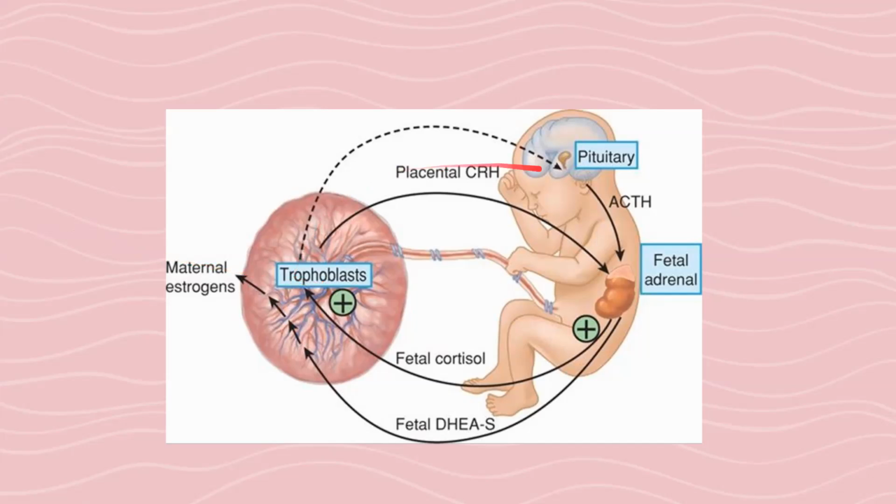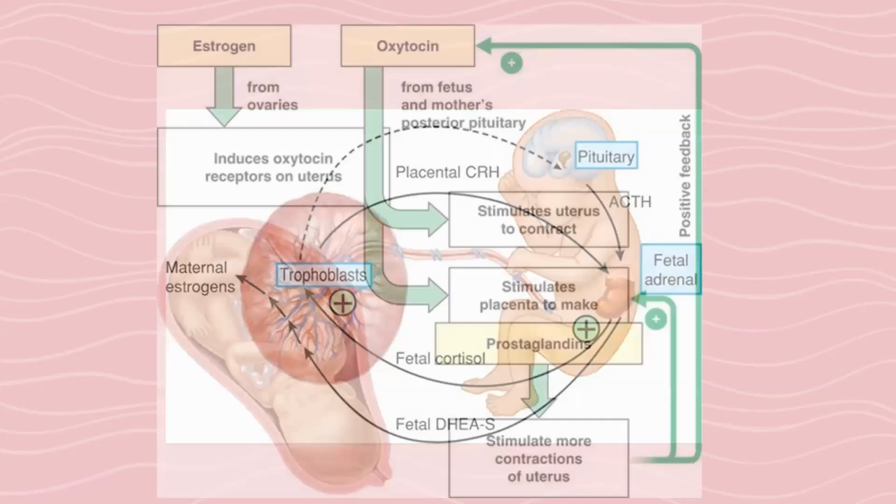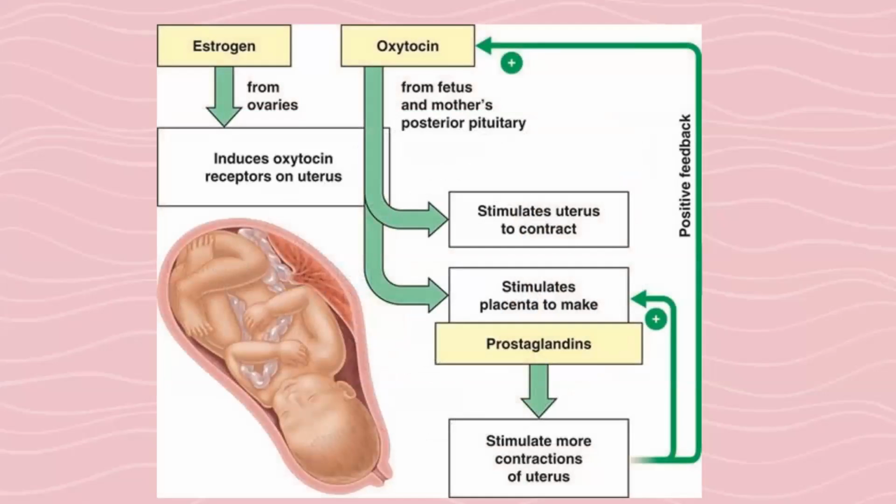And so over time, the fetus will be able to secrete cortisol, but at the same time that it's being stimulated by CRH, the adrenal gland will secrete both cortisol and DHEAS. And so then that creates this other kind of positive feedback mechanism. And the other positive feedback mechanism is going to be related to oxytocin.